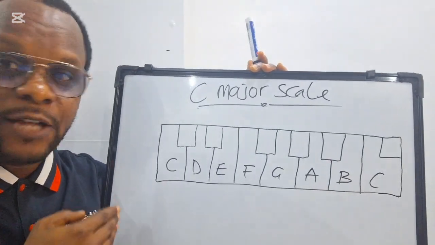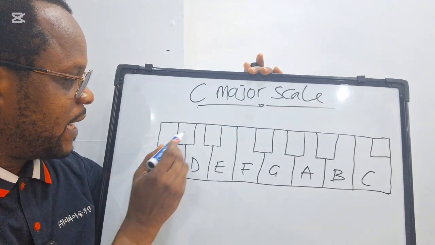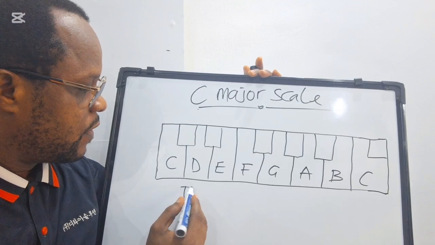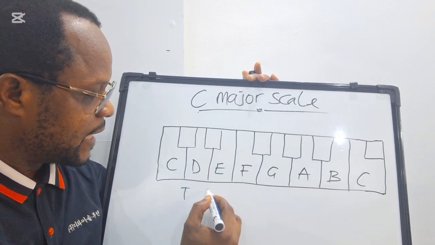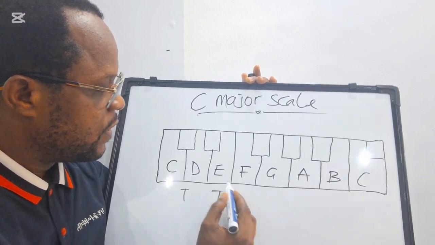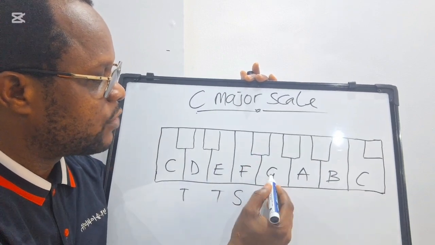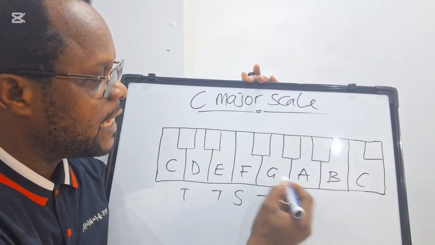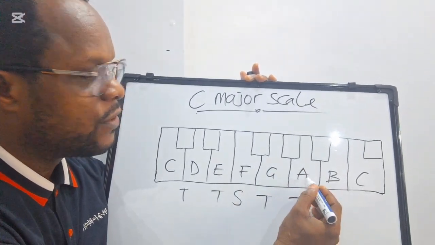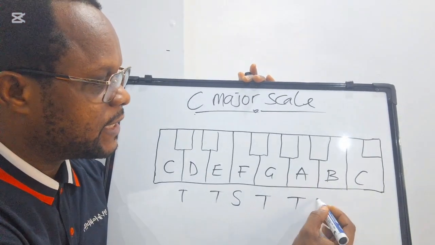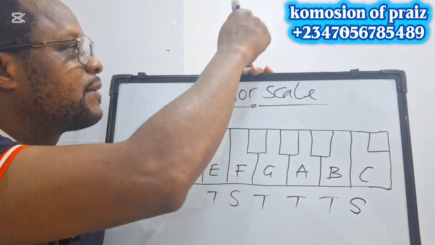To start with, from C to D, is it a tone or semitone? You skip a key to get to D, it is a tone. From D to E, is it a semitone or tone? You skip a key to get to E, that is, it is a tone. E and F is a semitone. F and G, you skip a key to G, it's a tone. G and A, you skip a key to get to A, it's a tone. A and B, you jump a key to play B, it is a tone. B and C is a semitone. Correct?